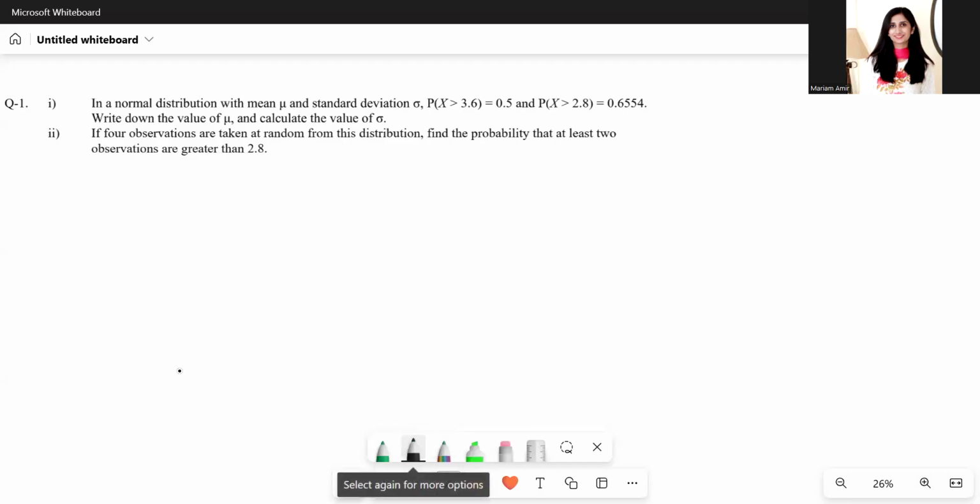In a normal distribution with mean mu and standard deviation sigma, the probability x is greater than 3.6 is 0.5 and the probability x is greater than 2.8 is 0.6554. Write down the value of mu and calculate the value of sigma. Okay, so we're going to first standardize this.